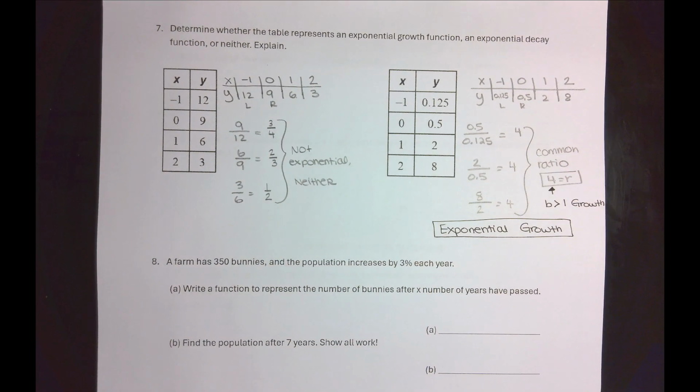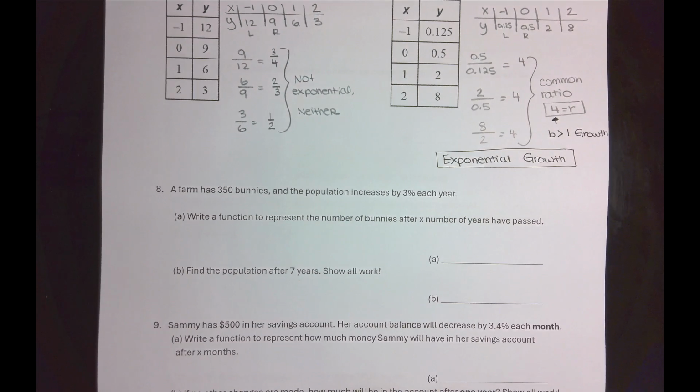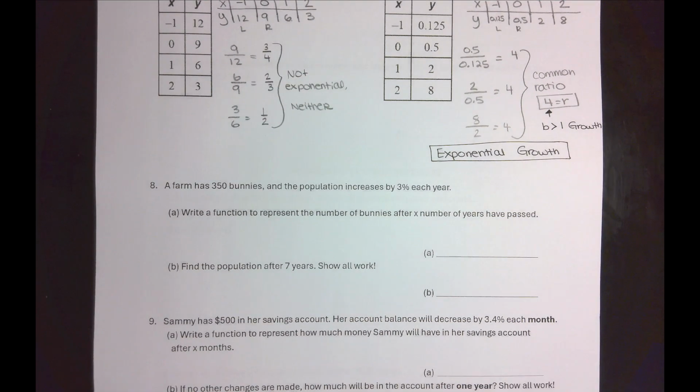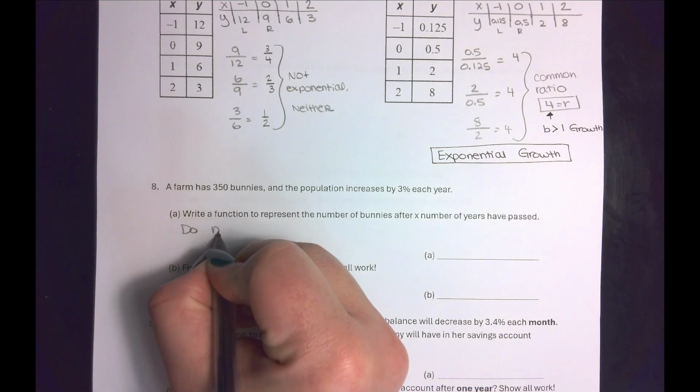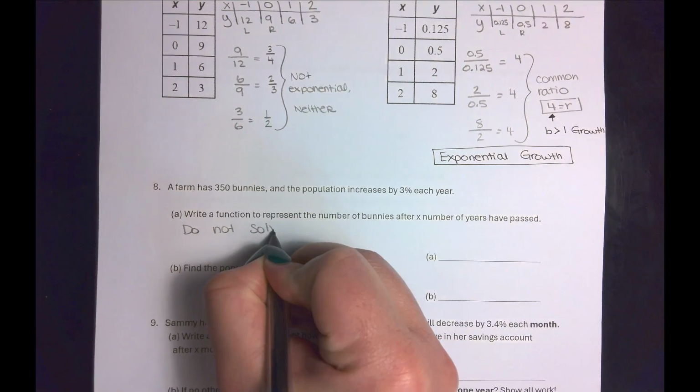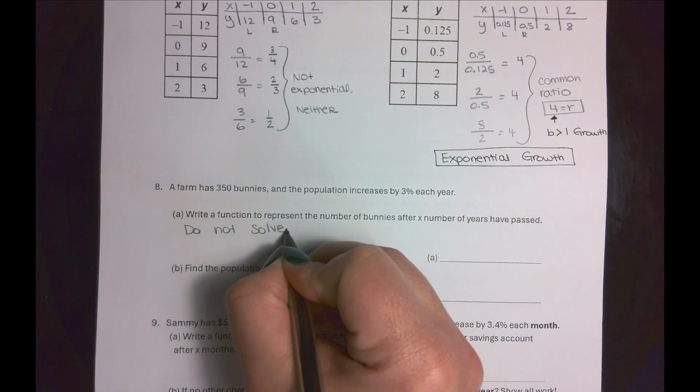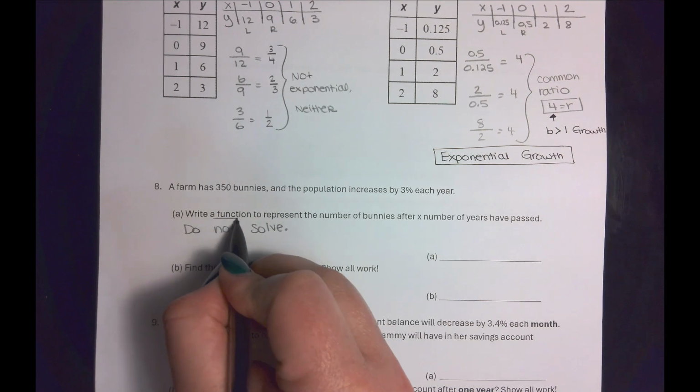Okay, we're almost done. Question number 8 is asking us, a farm of 350 bunnies and a population increases by 3% each year. We want to write a function that represents the number of bunnies after X number of years have passed. This is not asking us to solve. So A, do not solve. This is asking you to write a function.